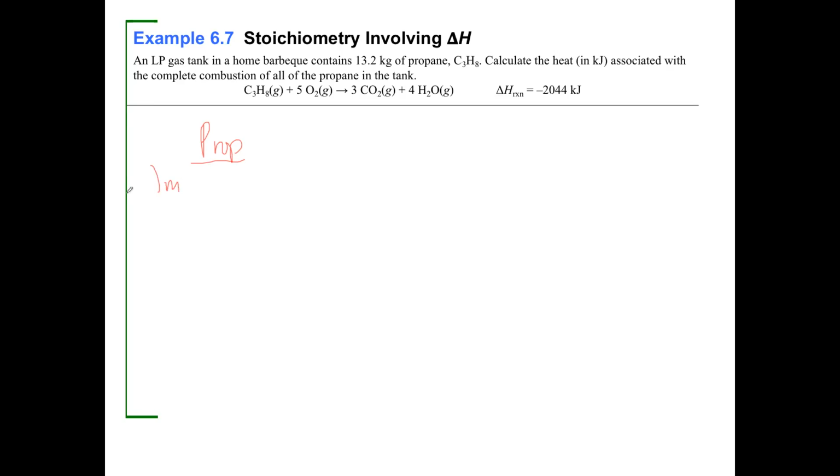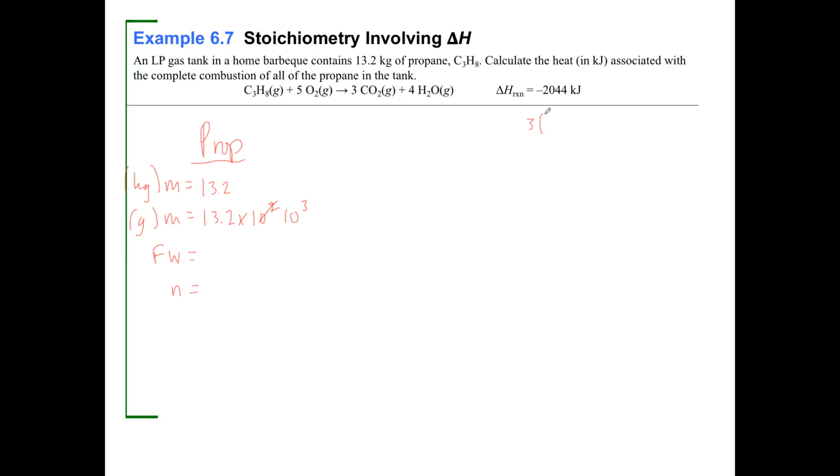The mass in kilograms. I'm always concerned about moles, right? So let's do the mass in kilograms first. 13.2, and then this is going to be a lot of grams, so it's going to be 13.2 times 10 to the 3, because kilograms, there's my kilo. 13.2 kilograms. Now, I'm going to get the moles before I even go anywhere.